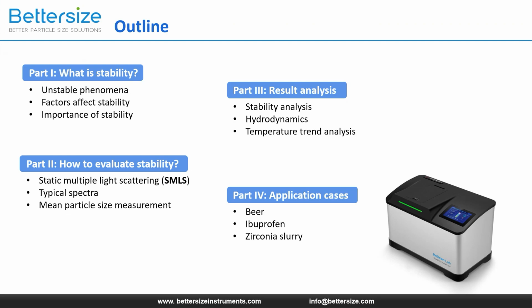In this presentation, first, I will talk about the definition of stability and the factors that affect the stability. And then I will show you the BeScan and its measurement principle. And the next topic is the results analysis. In addition to stability analysis, our software also provides many functions, such as phase separation, hydrodynamic analysis, temperature trend testing, and mean particle size measurement. In the last part, I will share some application cases with you.